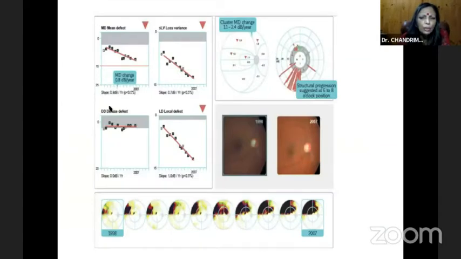So if you look at that, this again is actually from the Octopus perimeter, and I got this for you because I thought it's a wonderful correlation of structure and function, where you have the structure and the function together. These lines that you see are of progression. So if you compare this 1998 with 2007, look at the progression that can be detected out here in the cluster analysis of the Octopus.